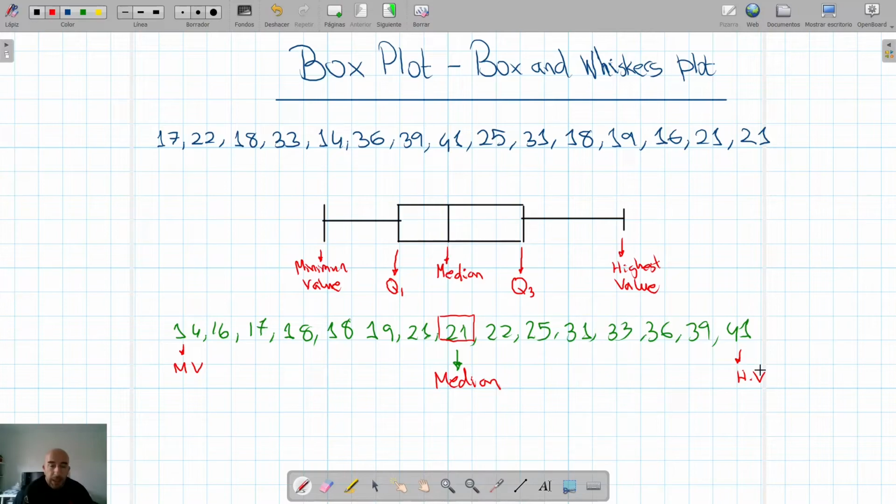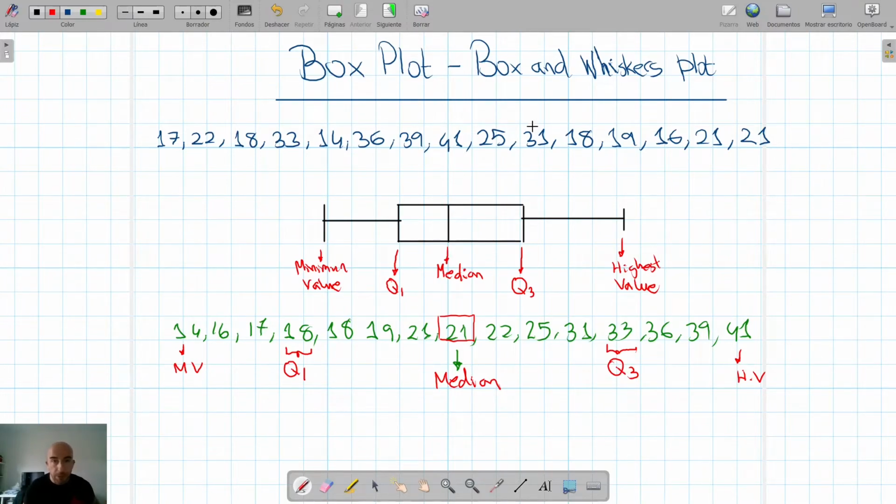Okay, and let's look at our quartiles. We have a lower half here from 14 to 21, 1, 2, 3, 4, 5, 6, 7 values. Again, an odd number. 7 divided by 2 is 3.5, so we get the fourth one. 1, 2, 3, 4. So 18 is going to be our first quartile. And for the upper half, 1, 2, 3, 4, 33 is going to be the third quartile. Now we have enough values to start representing our box and whiskers plot.